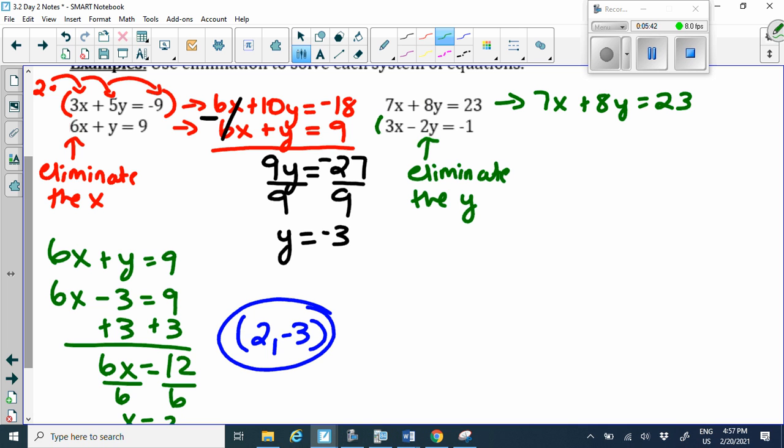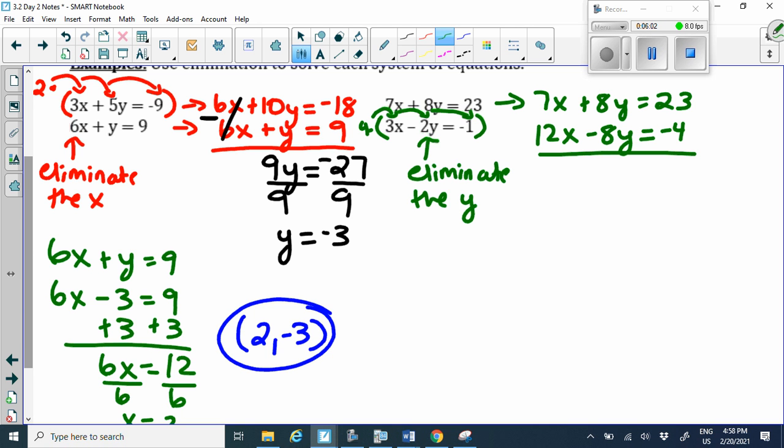But on the bottom, I will need to multiply. Well, 2 times 4 gives us 8. That's going to be 4. Okay? Now I'm going to multiply the 4 by everything in this equation. So I do 4 times 3x to give me 12x. And then 4 times negative 2y gives me negative 8y. And then 4 times negative 1 gives me negative 4.